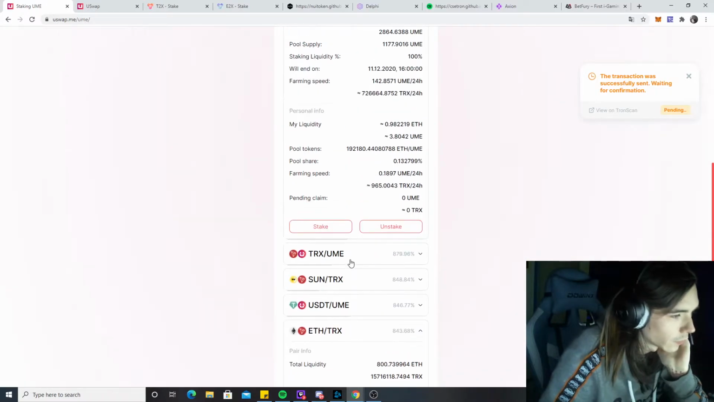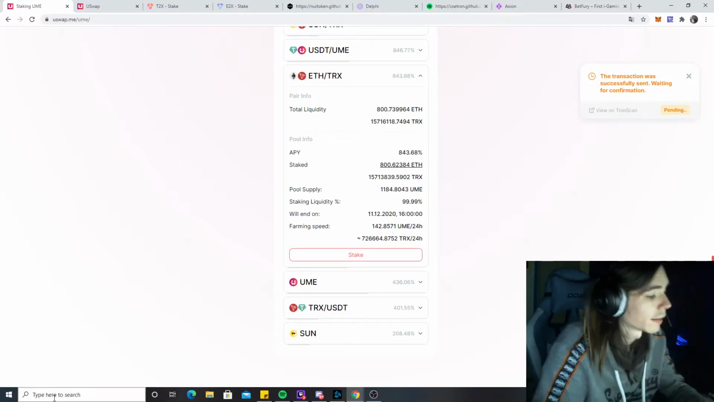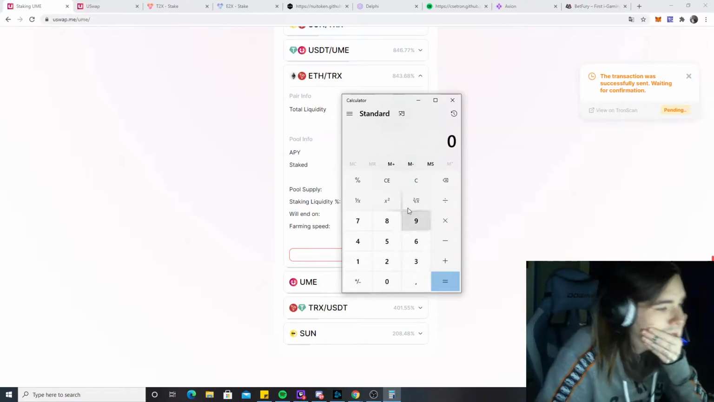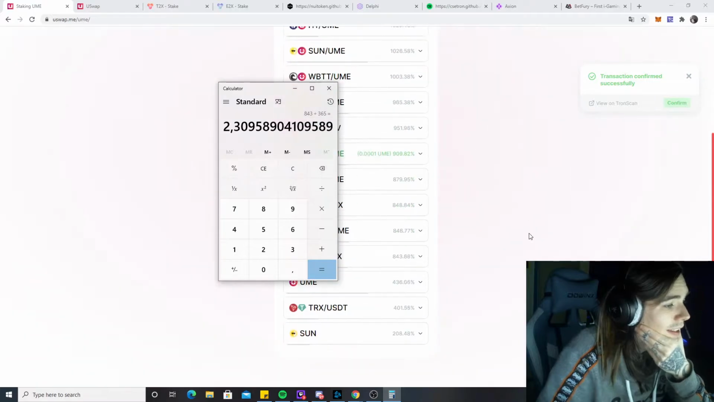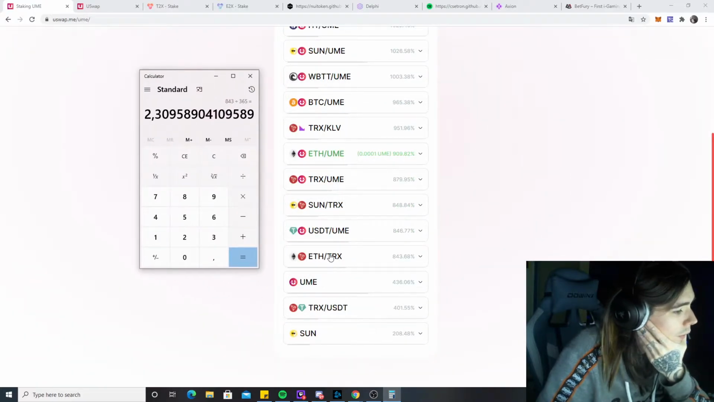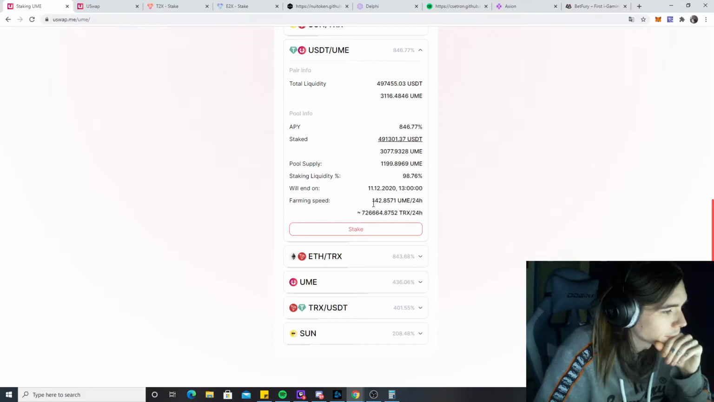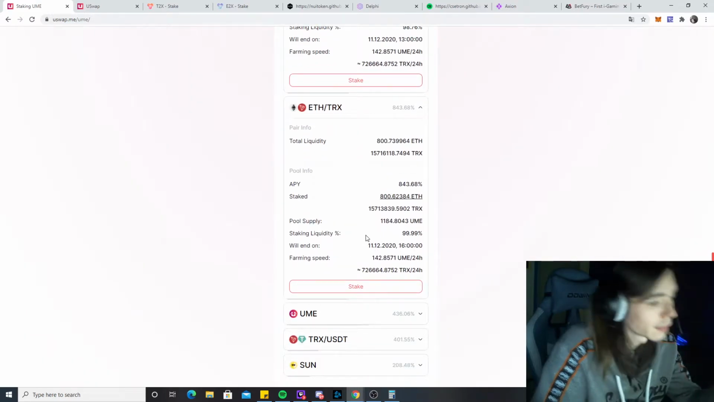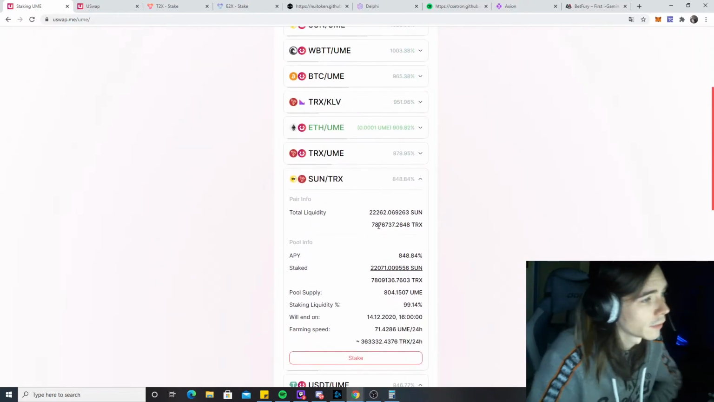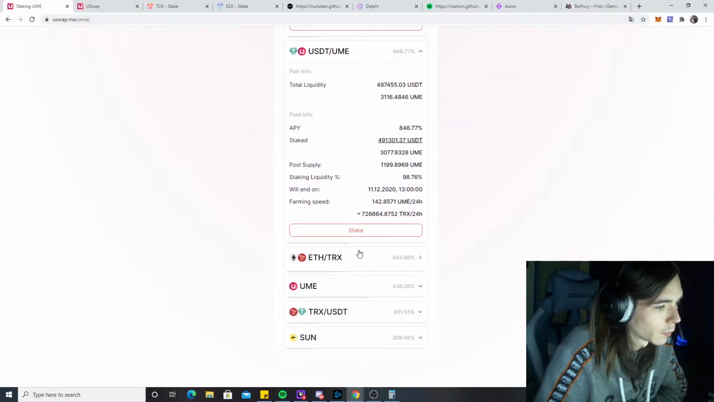What you can do also, if you don't want to play it too risky, because you can see here 900%, and then here 843 and 843%, you basically take 843 divided by 365, and you get 2.3% each and every day for providing liquidity on Ethereum and Tron. And that means if I would choose USD Tether and Tron and Ethereum to stake it, I would get UME with it.